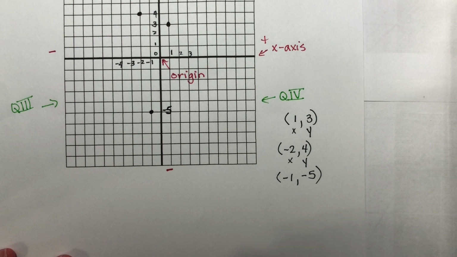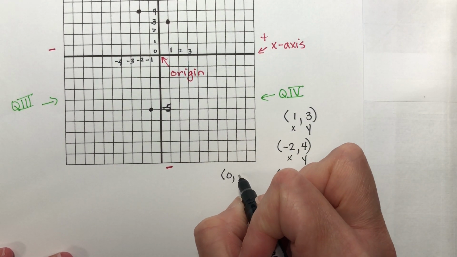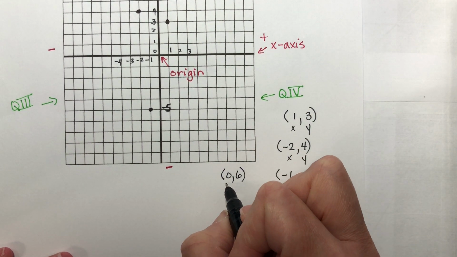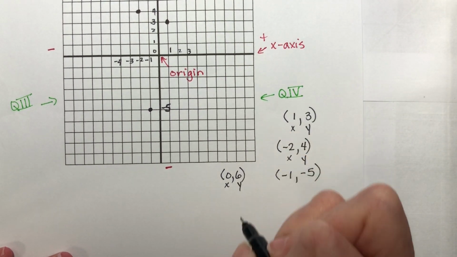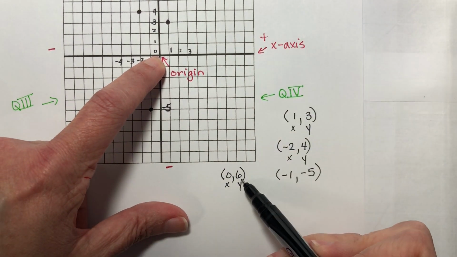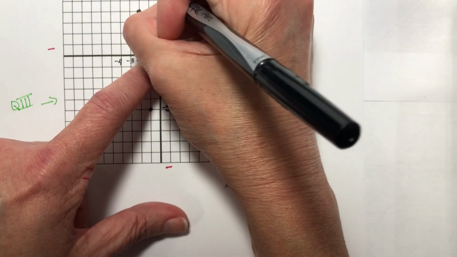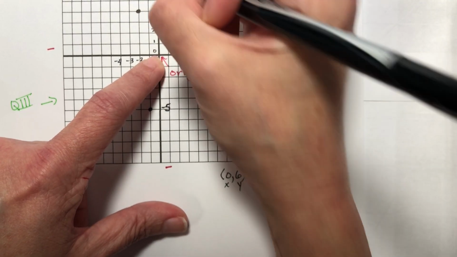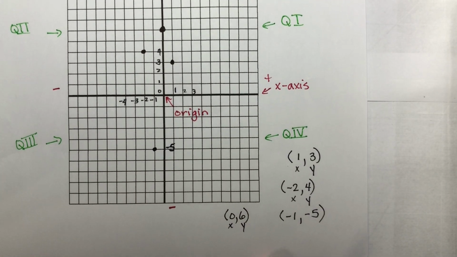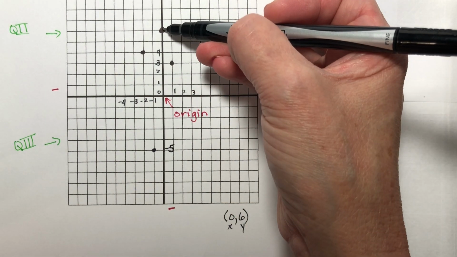Okay. Let's look at the point 0, 6. I'm supposed to line up with 0 on the x-axis and 6 on the y-axis. Well, 0 on the x-axis is right here. 6 on the y, 1, 2, 3, 4, 5, 6. It puts it directly on the y-axis. Sorry, I'm off the screen. Okay, so 0 on the x-axis, 6 on the y.